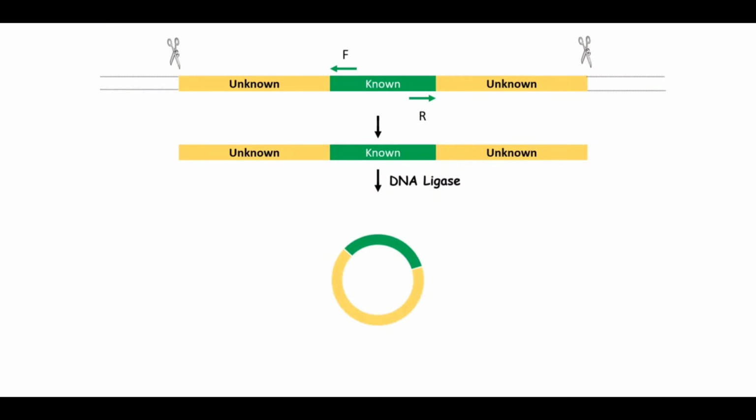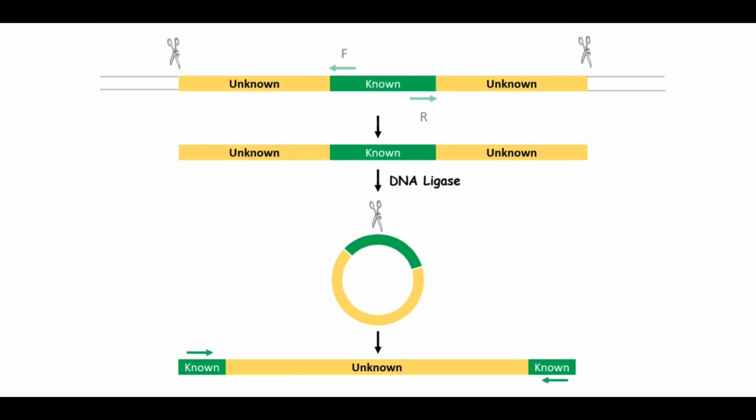A second restriction enzyme cleaves within the known DNA sequence to yield a linearized DNA fragment with unknown sequence at the center and known region flanking it. You can see the primers that were designed orienting outwards are now pointing inwards. Now, standard PCR amplification can be performed using a thermocycler.